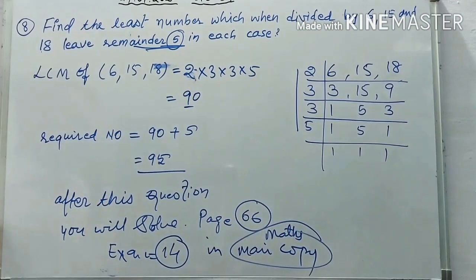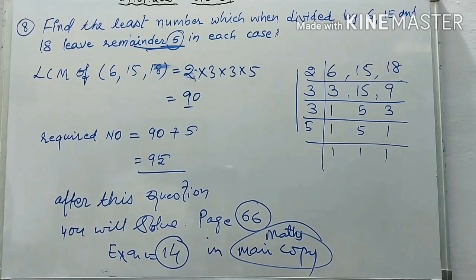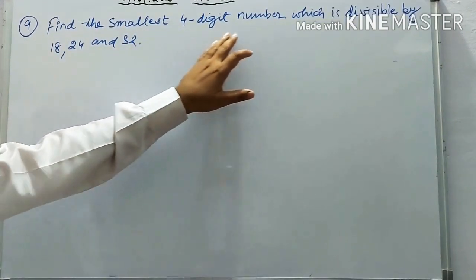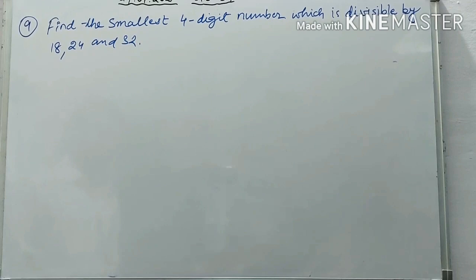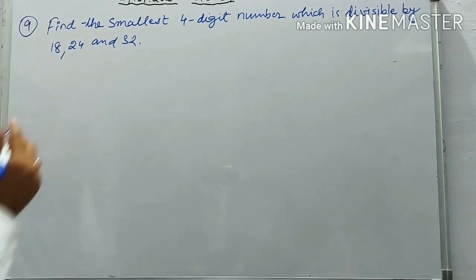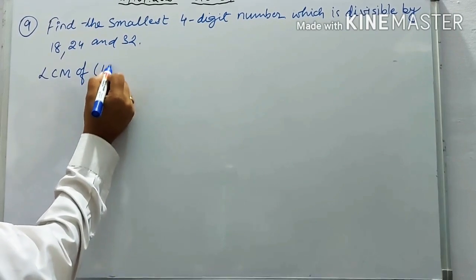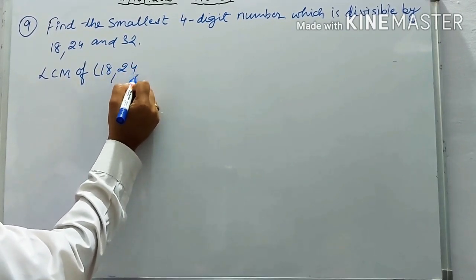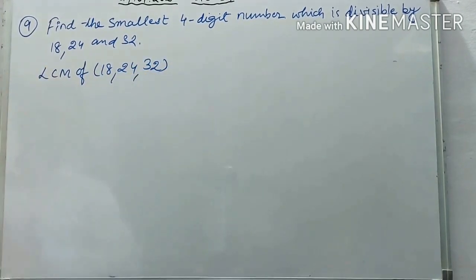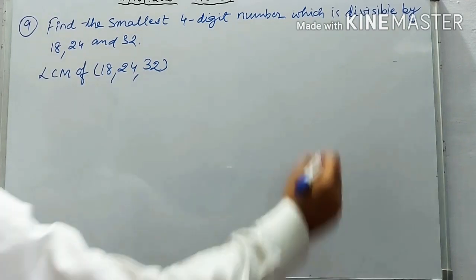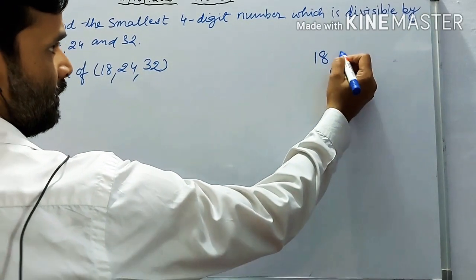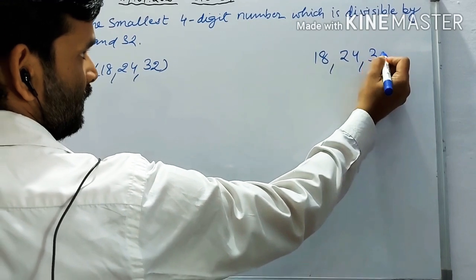Okay, now page number 66 and example 44. Find the smallest 4-digit number which is divisible by 18, 24 and 32. So first you find the LCM of 18, 24 and 32.